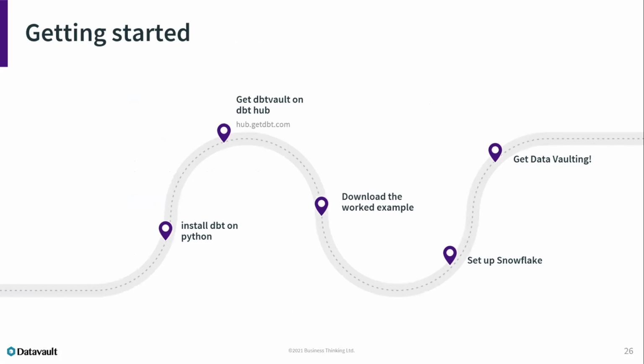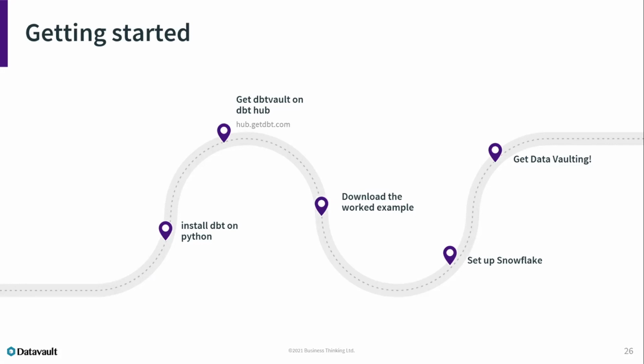Okay, so you've heard all about dbtvault, and hopefully we've got you itching to get started. For those of you who haven't used it, the process is very straightforward. You need to set up a Python environment. You need to install dbt on it. That's all in the dbt docs. You can install dbtvault via the dbt hub, which is an online package repository hosted by dbt themselves. You can download our worked example, set up Snowflake with a free trial account, or if your company has their own Snowflake account, then you can just use that. And after all those steps, probably 10-15 minutes tops, you can get data vaulting.